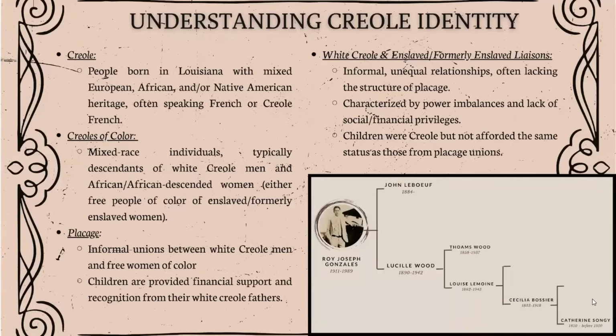But these relationships, for the lack of a better word, they're unequal. There is an extreme power imbalance. Even if we're talking about somebody who was formerly enslaved, there is still an extreme power imbalance and a complete lack of social and financial privileges. So the children were Creole, but they were not afforded the same social status as those who were born from placage unions, if that makes sense.